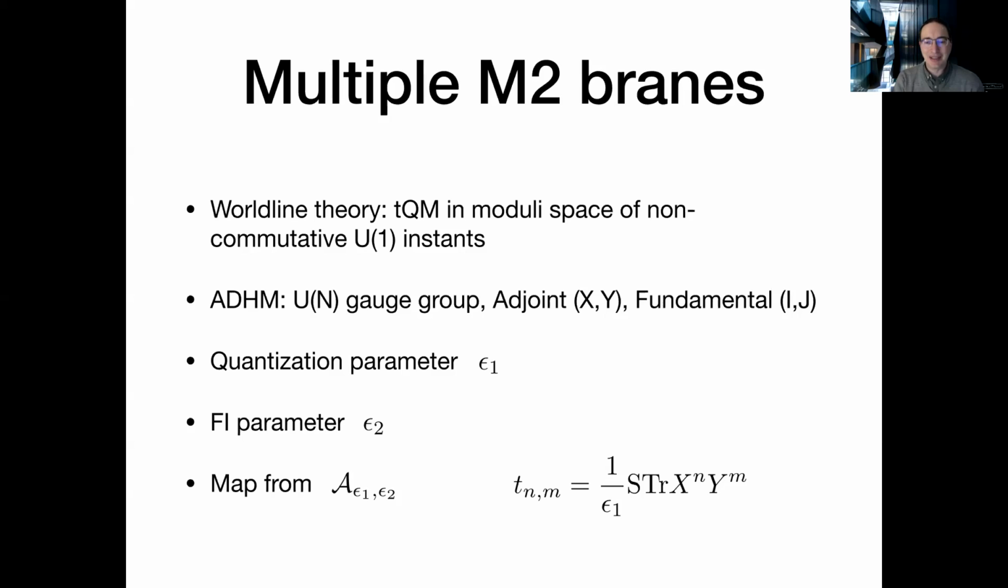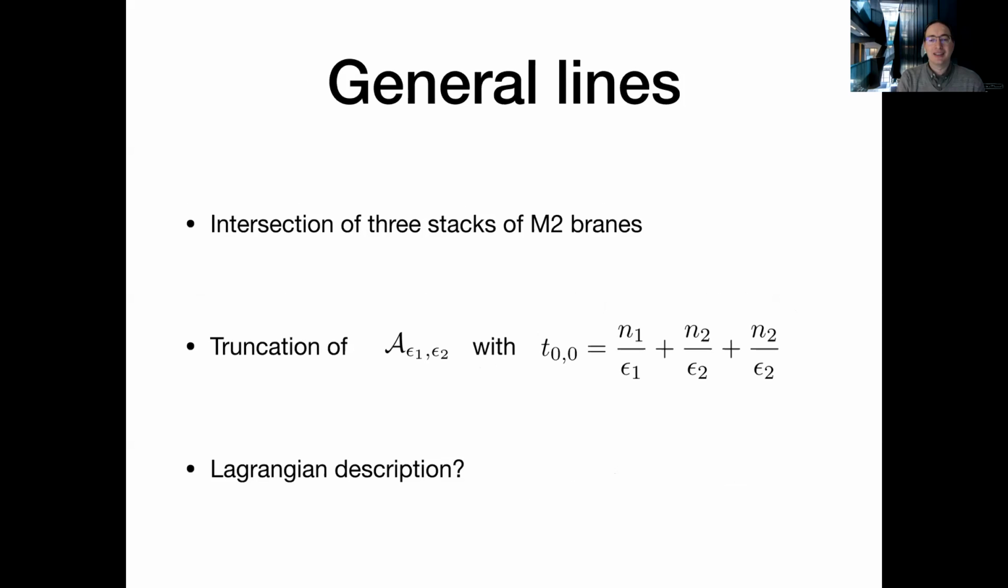Now, nobody forces you to have particles which are made of M2 branes of the same type. In principle, you could very well make a general particle by intersecting three stacks of M2 branes, with one wrapping the first factor, two wrapping the second factor, and three wrapping the third factor. There should be some worldline theory which lives at the intersection of three M2 branes. We don't know the theory. We don't know what is the intersection of three stacks of M2 branes. I don't know if there is some string duality frame where one can figure it out.